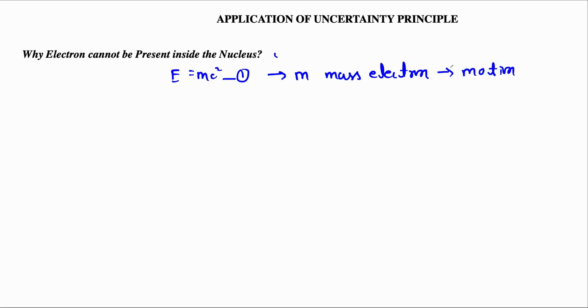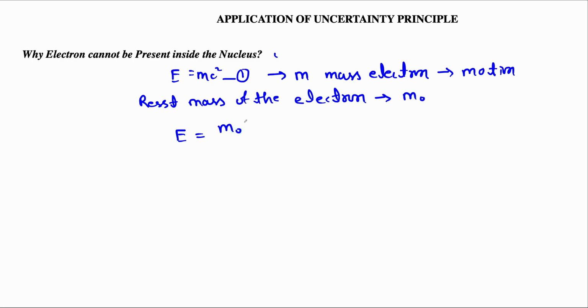Now let us consider rest mass of the electron, that is we denote it as m naught. In that case, the above equation can be written as E is equal to m naught c square divided by under root 1 minus v square by c square, if we are going to consider the rest mass energy. So let us take it as equation number 2.